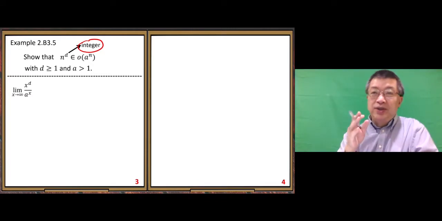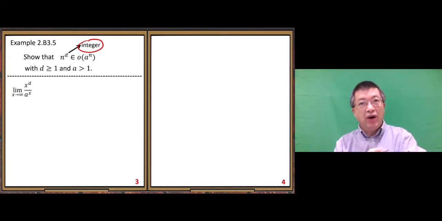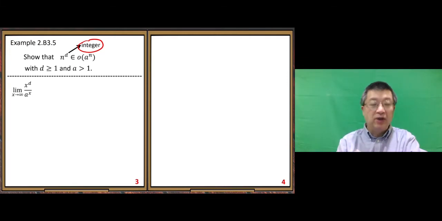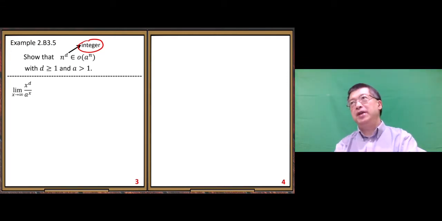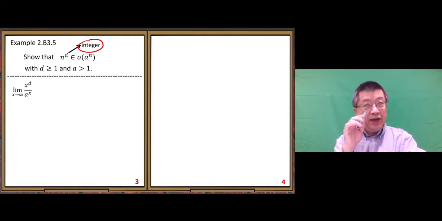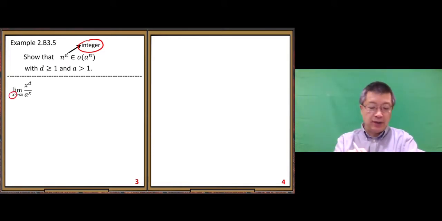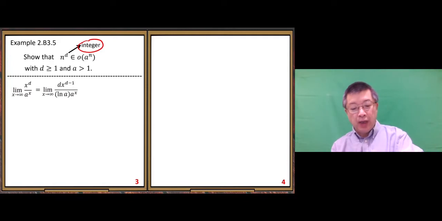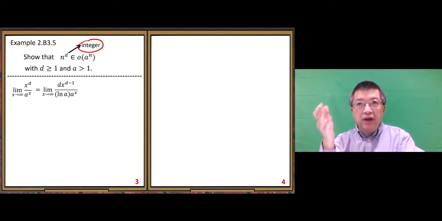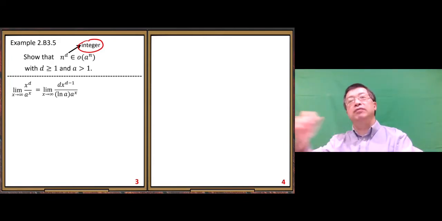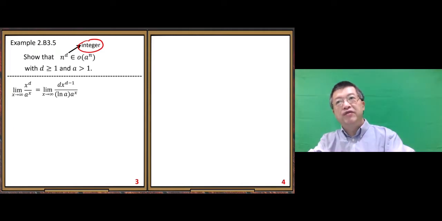Little o, so we need to calculate the limit. Our goal is to prove this limit goes to 0. And here, remember, we use the continuous variable x, not a discrete variable n. So you can see, L'Hopital's rule applies, because it is an infinity over infinity indeterminate form.